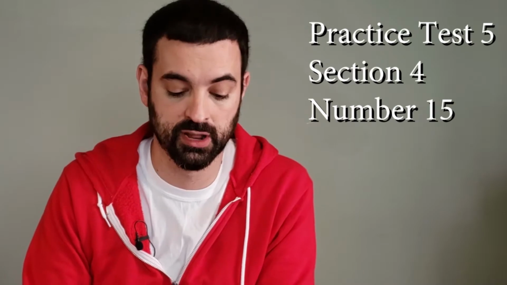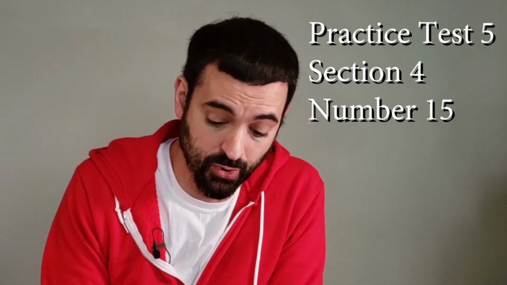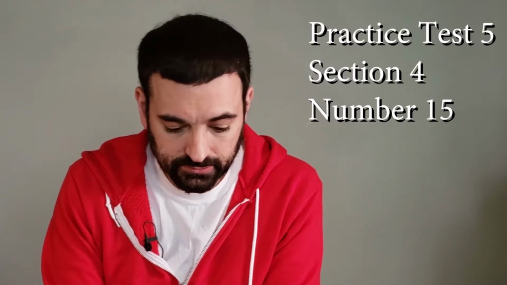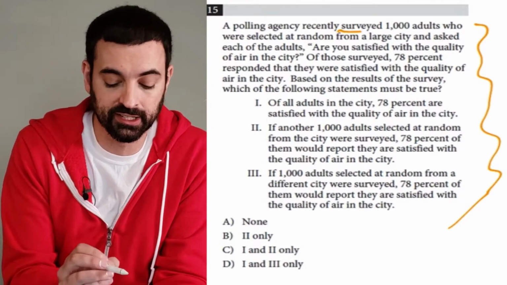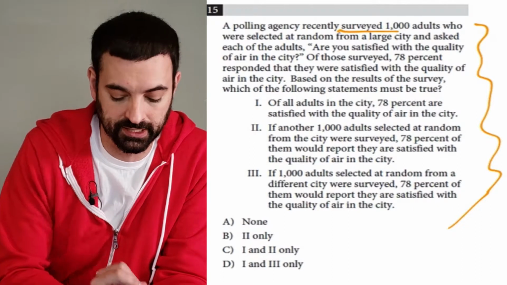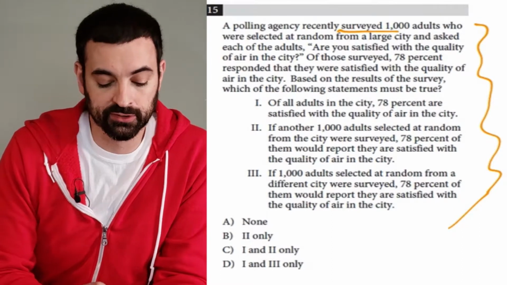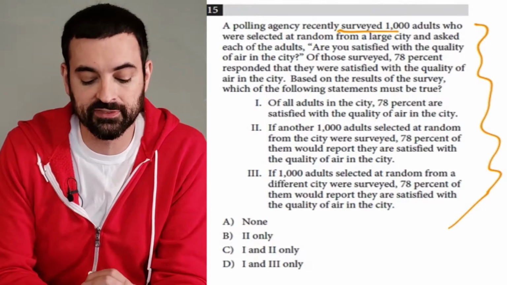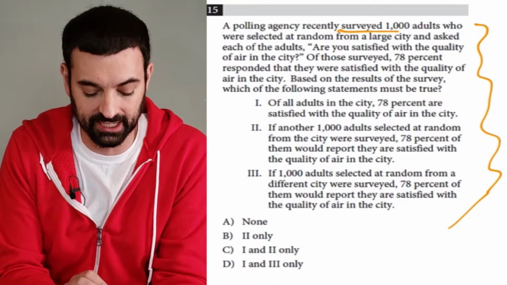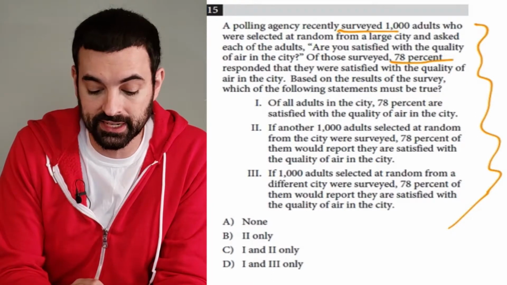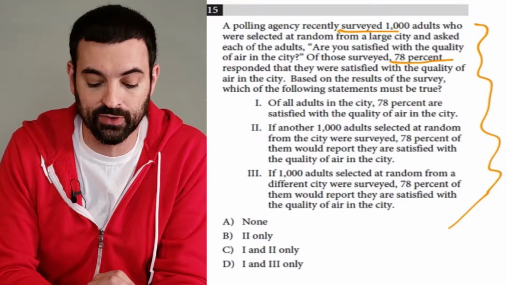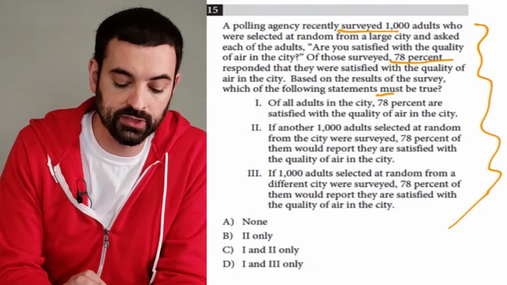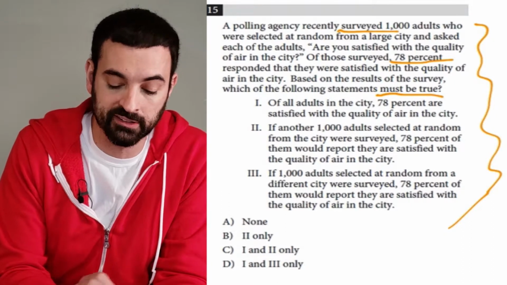Well, another one, this is Test 5, Section 4, number 15. Again, more reading. It's so much. Don't run from it. Embrace it. A polling agency recently surveyed, so again, we're going to be looking at people's opinion, 1,000 adults who were selected at random from a large city and asked each of the adults, are you satisfied with the quality of the air in the city? Of those surveyed, 78% responded that they were satisfied with the quality of air in the city. Based on the results of the survey, which of the following statements must be true?